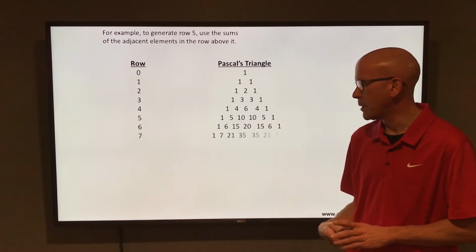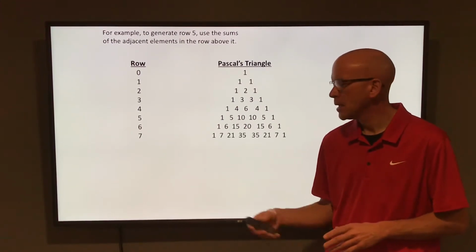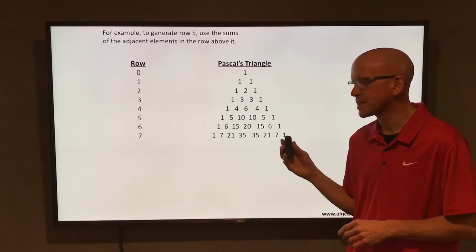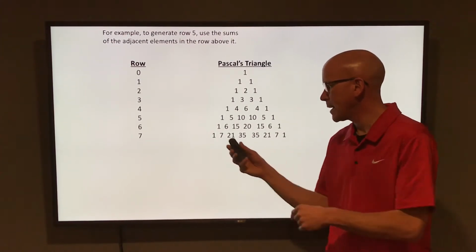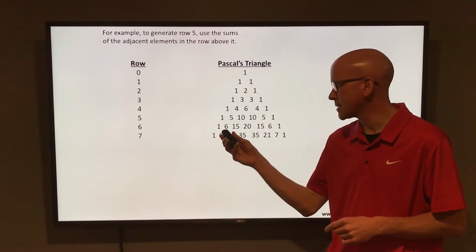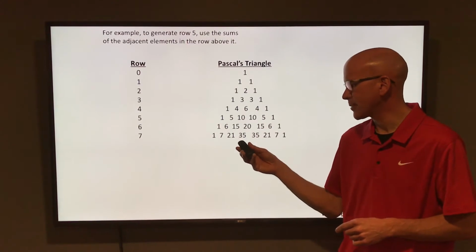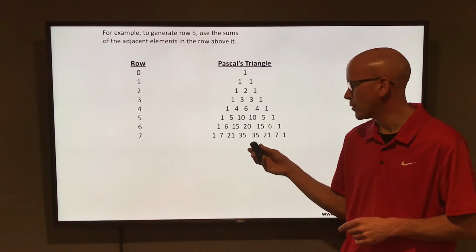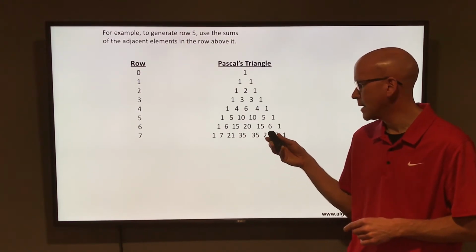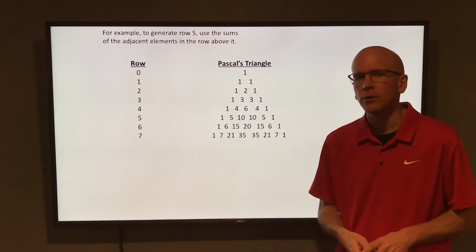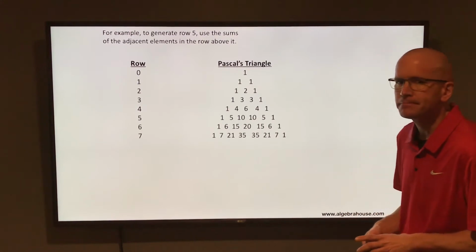And finally, if you take a binomial to the seventh power, the coefficients would be 1, 7, 21, 35, 35, 21, 7, and 1. Put a 1 on each end, add the row above. 1 and 6 is 7, 6 and 15 makes 21, 15 and 20 make 35, 20 and 15 make 35, 15 and 6 make 21, and 6 and 1 make 7. Those would be the coefficients of a binomial taken to the seventh power.